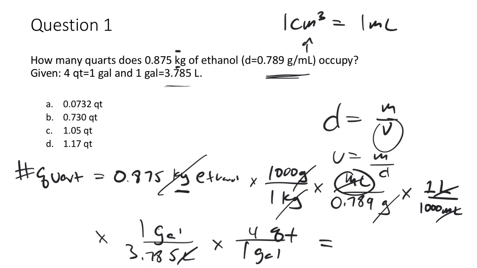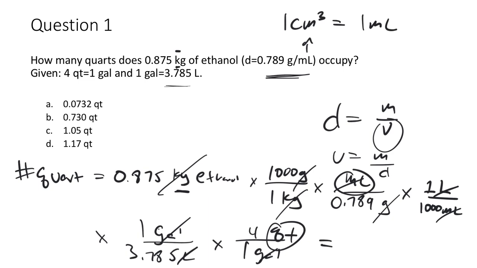Now, if you're not from the US, maybe you've never seen the quart unit before, but this is just a problem that takes us through conversions where we're putting dimensional analysis into practice. So I've canceled gallons and I've ended in that unit that I'm looking for, quarts. If we do this math here, 0.875 times 1,000, divide by 0.789, that would be about 1,109 milliliters. So I divide that by 1,000 to go to liters. That's about 1.1 or so liters. And then I divide that result by 3.785 to go to gallons.